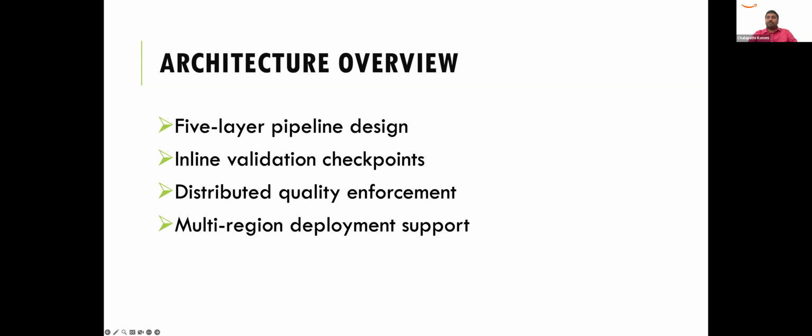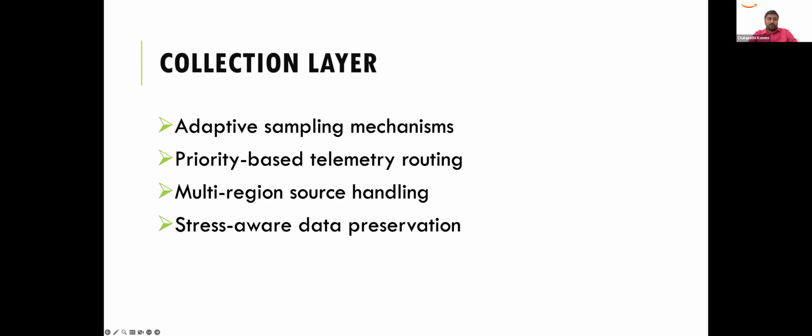Architecture overview. We had a 5-layer pipeline design, and each layer has its own unique responsibilities. We're going to talk in the subsequent slides about the 5 layers that we considered for our experimentation: inline validation checkpoints, and distributed quality enforcement. The quality enforcement also considers the region and the scalability of the application to reduce latency. So we considered all these things and came up with the architecture.